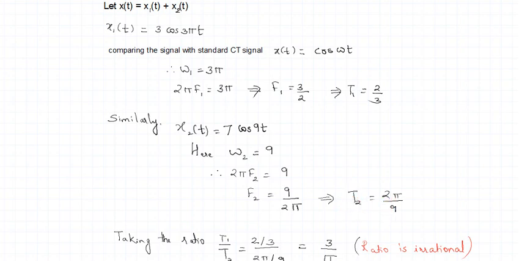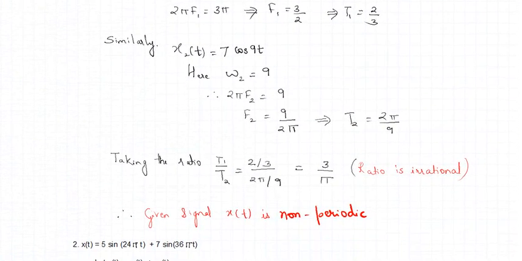Following the steps mentioned previously, in step number 1 we were expected to calculate T1 and T2, and that's what we did. In step number 2, we need to take the ratio. So in the next step, we take the ratio T1 by T2. When we substitute these values, we get a value of 3 by pi. We get the ratio to be 3 by pi.